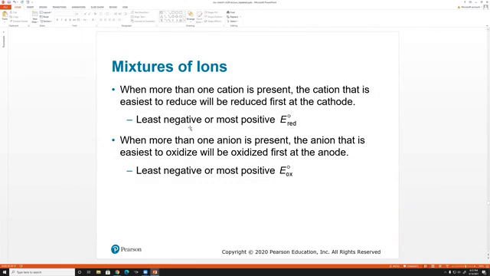So, a mixture of ions, we kind of talked about this already. When more than one cation is present, the one that's easiest to reduce is the one with the most positive reduction potential. If you ever have a mixture of any amount of substances with reduction potentials, the same thing we've always learned applies: the higher the reduction potential, the more likely it is to be reduced. The lower the reduction potential, the more likely it is to be oxidized.